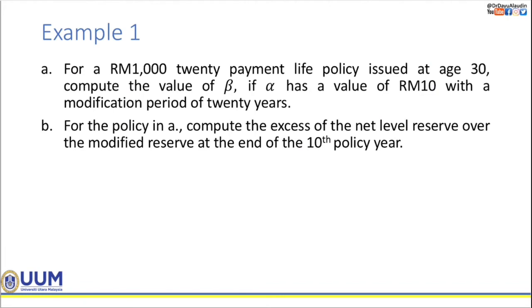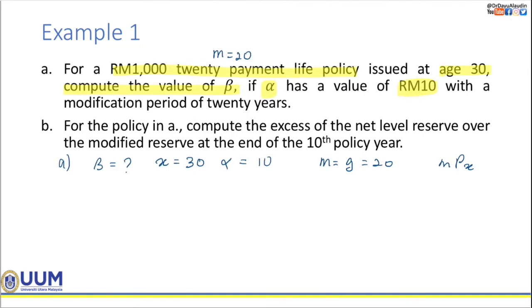In the modified system, the excess of first year loading over renewal year loading is this equation. Now we try example 1a. For a 20 payment life policy issued at age 30, compute the value of beta if alpha has a value of 10 ringgit with a modification period of 20 years. So we have to find beta. So x equals 30, alpha is equal to 10. The 20 payment, M is equal to 20, and G also equals 20, the modification period of 20 years.